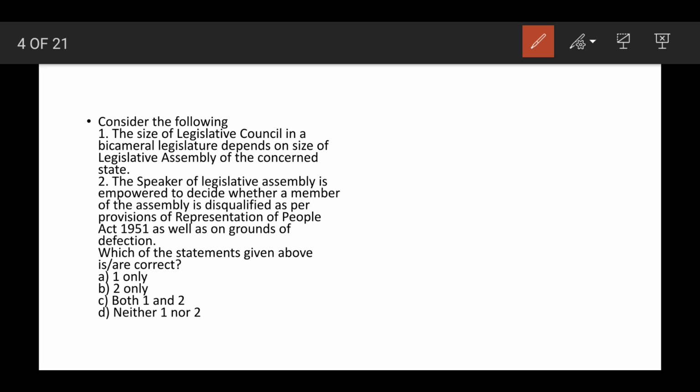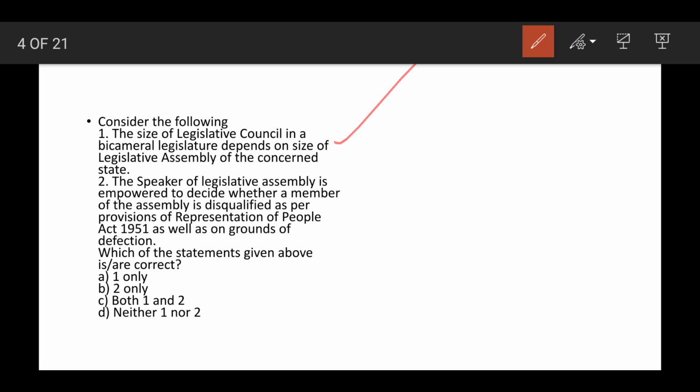Now, the first statement is about the state bicameral legislature, the size of the Legislative Council and the size of the Legislative Assembly. This statement says the size of the Legislative Council depends on the size of the Legislative Assembly. The statement is correct. The next statement is about the disqualification of a member of the Legislative Assembly.